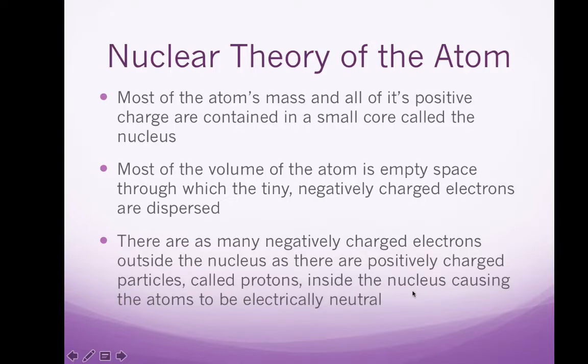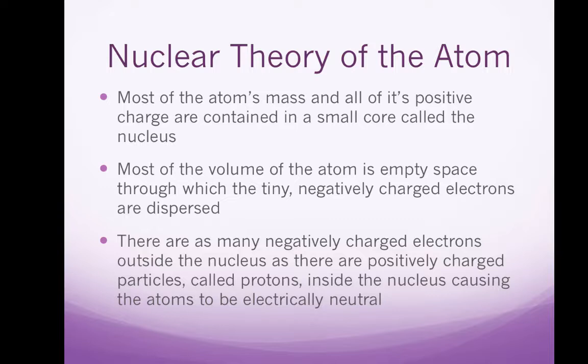So he came up with the nuclear theory of the atom, which said that most of the atom's mass and all of its positive charge are contained in a small core called the nucleus. Most of the volume of the atom is empty space through which tiny negatively charged electrons are dispersed. There are as many negatively charged electrons outside the nucleus as there are positively charged particles called protons inside the nucleus, causing the atoms to be electrically neutral.